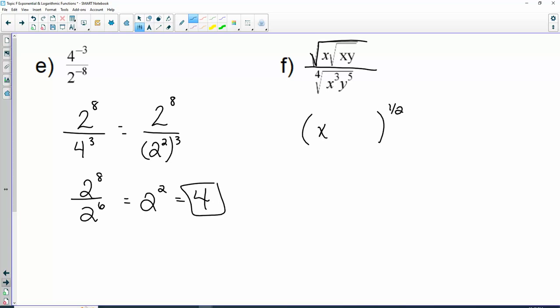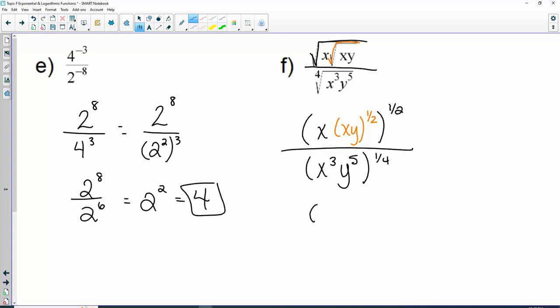Then underneath I had an x. Then I had a second square root. So that xy would be to the half power. On the bottom, this whole thing was to the fourth root, which is the 1/4 power. And now it's more like our other problems.